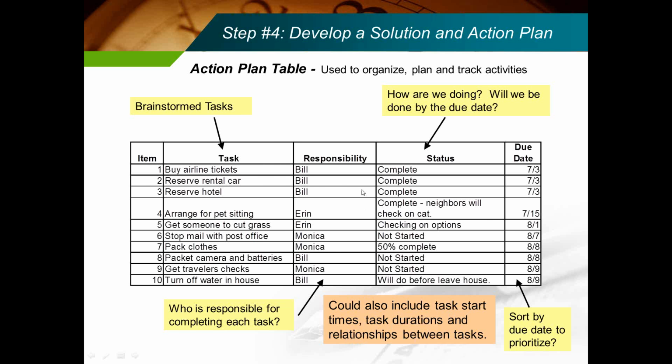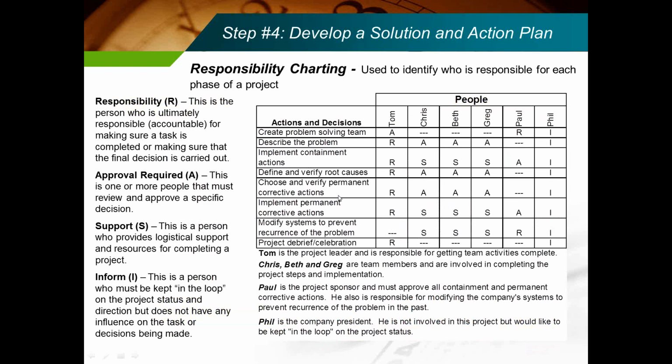So just, again, now we've developed a solution and action plan. Responsibility charting is just a way to identify all the different actions and who's responsible. And there are different roles, like you could be responsible for completing it, you could be just requiring approval, or you could be just a support person or somebody who's just going to be informed. In this example, describing the problem, the responsibility for completing this is Tom's. You have 3 other people that have to approve it, and you have one guy you just want to keep in the loop, Phil. He just has to be informed. He's not involved.